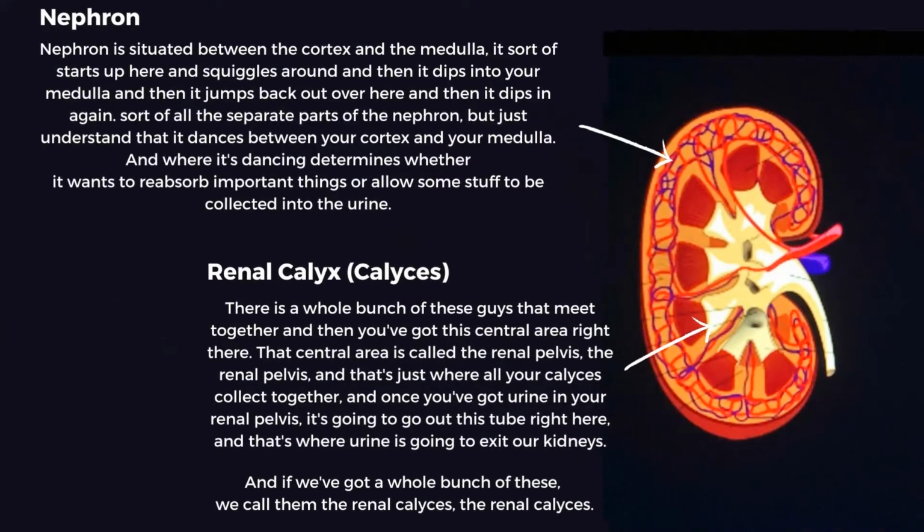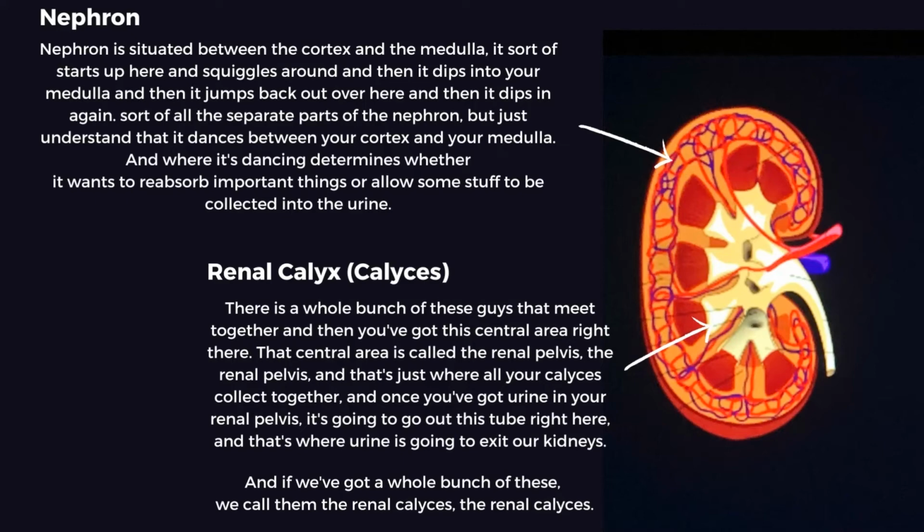So our nephron is situated between the cortex and the medulla. It starts up here and squiggles around, and then it dips into your medulla, and then it jumps back out over here, and then it dips in again. These are all the separate parts of the nephron, but just understand that it dances between your cortex and your medulla. And where it's dancing determines whether it wants to reabsorb important things or allow some stuff to be collected into the urine.